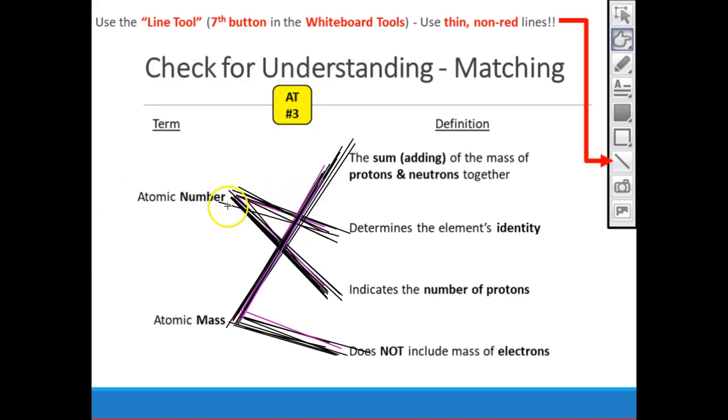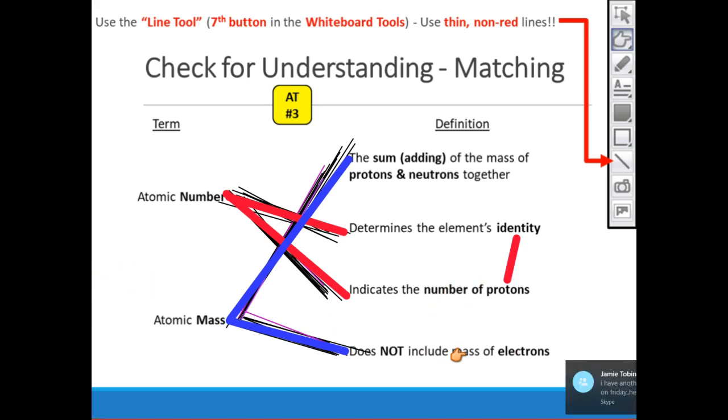So atomic number, yes, atomic number tells us the number of protons. And again, atomic number is the element's identity. The number of protons is the identity. Awesome. Now, atomic mass, on the other hand, atomic mass is the sum of adding protons and neutrons together. And again, it does not include electrons. Tell me in the chat box, why does it not include the mass of electrons? Yeah, exactly, Sienna. They don't really have mass, right? There's 0 AMUs, so we can ignore them because they're basically massless.